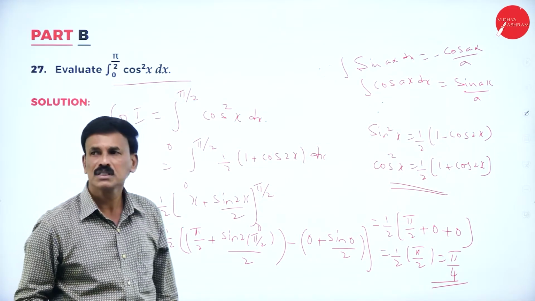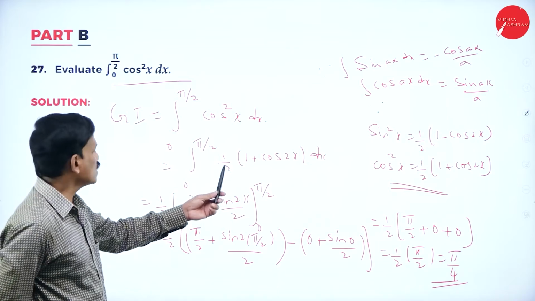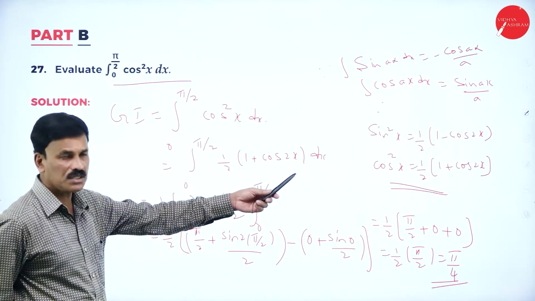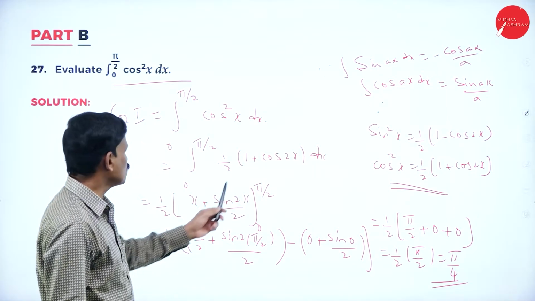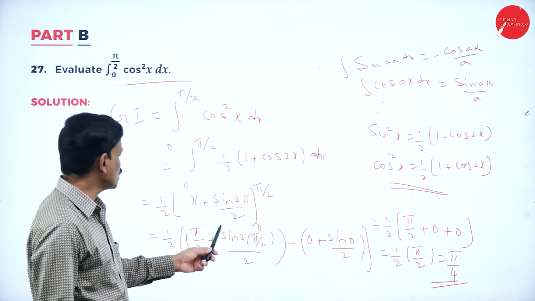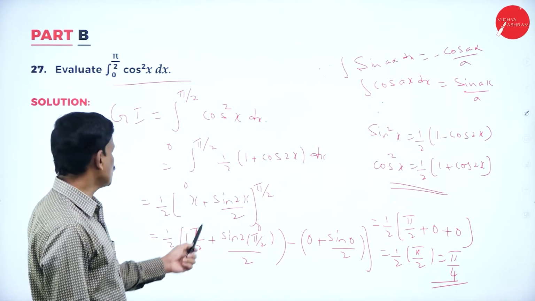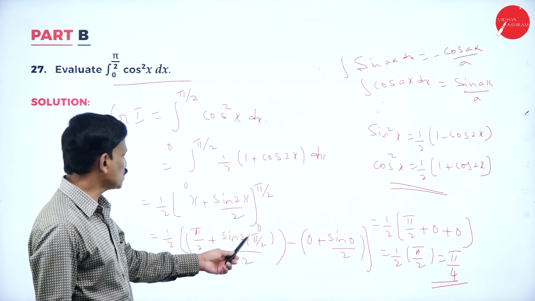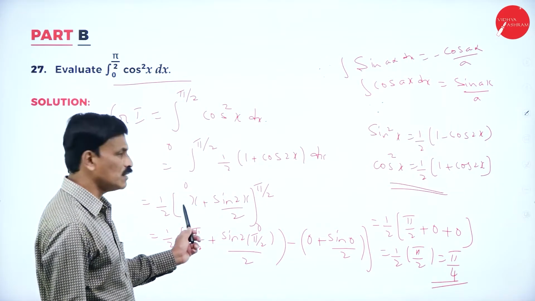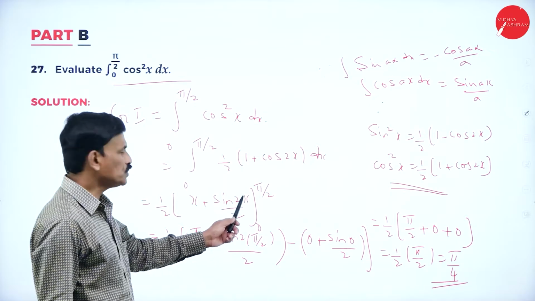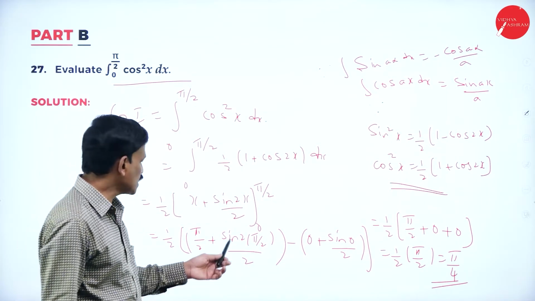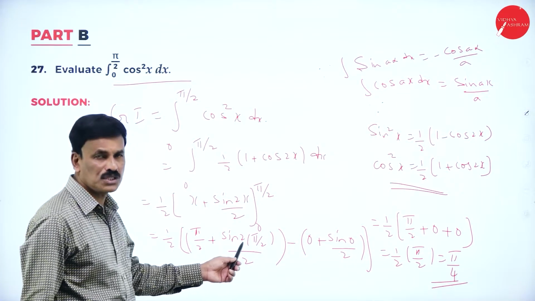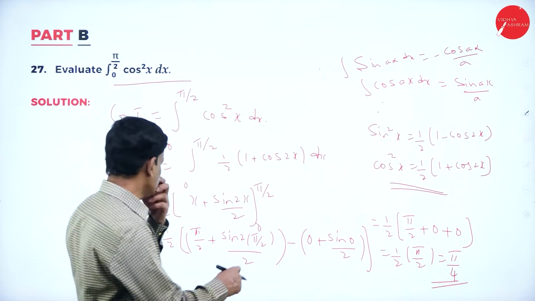That's it. See here, cos square x is nothing but half into 1 plus cos 2x. So use this formula. Integration of dx is x plus integration of cos 2x is sin 2x by 2. Apply the upper limit: pi by 2 plus sin of 2 times pi by 2, by 2, minus the lower limit 0 plus sin 0 by 2. Sin 0 is 0 and sin of pi by 2 into 2, which is 180, sin 180 is also equal to 0.